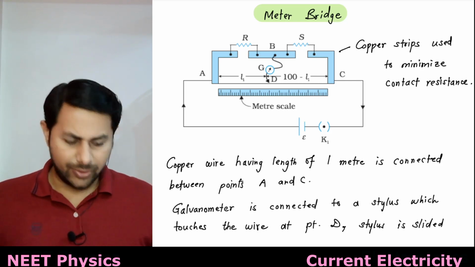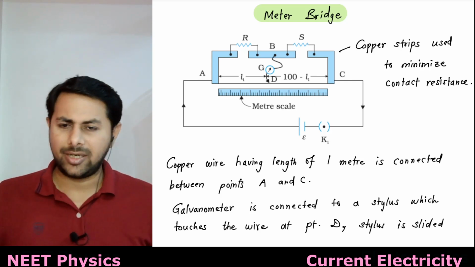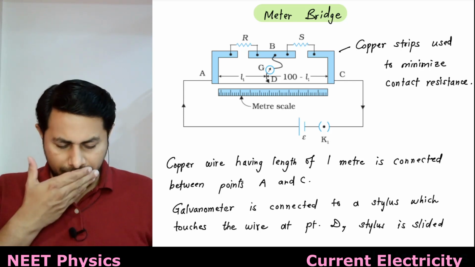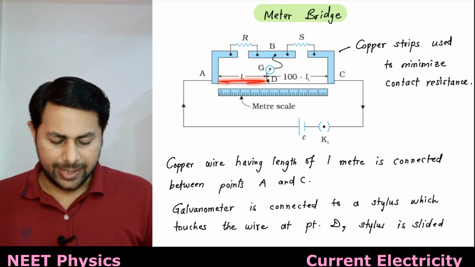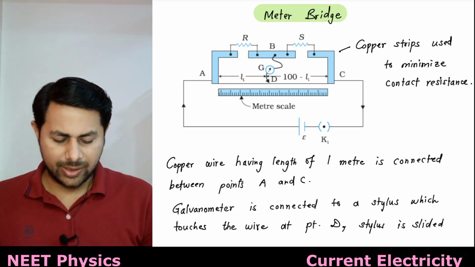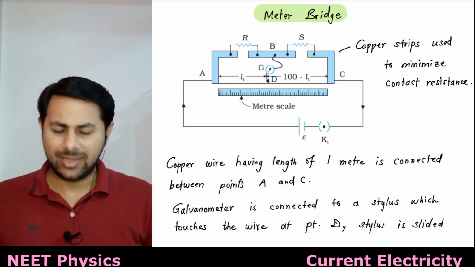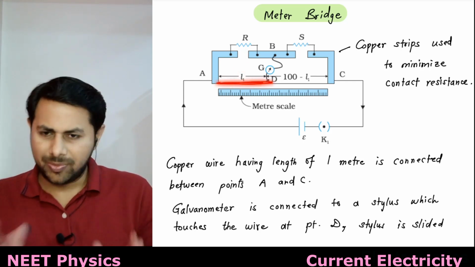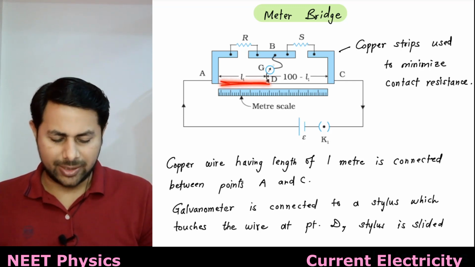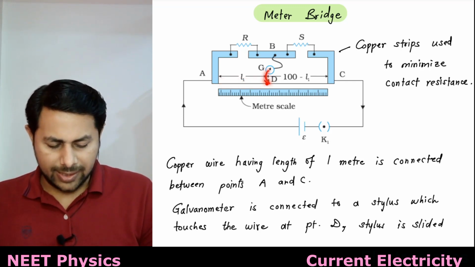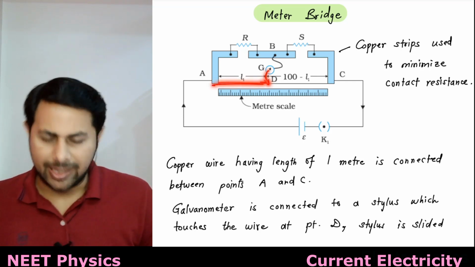Okay, good. So then you know that the resistance is directly proportional to length. The resistance is directly proportional to the length, and the balancing length here is equal to L1. What is the balancing length? The length of the left hand side is known as the balancing length. Suppose your stylus touches this point, so the length of this part would be the balancing length.